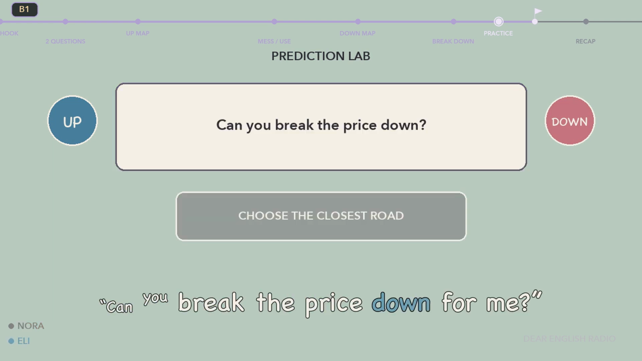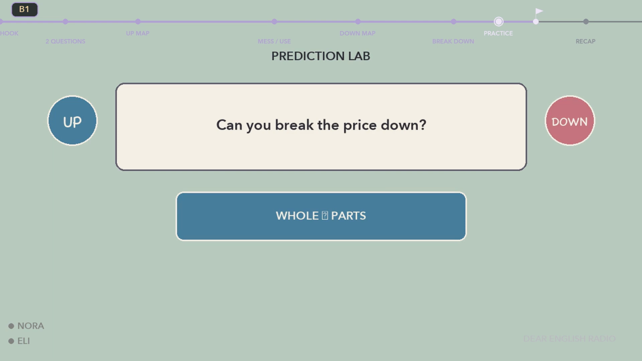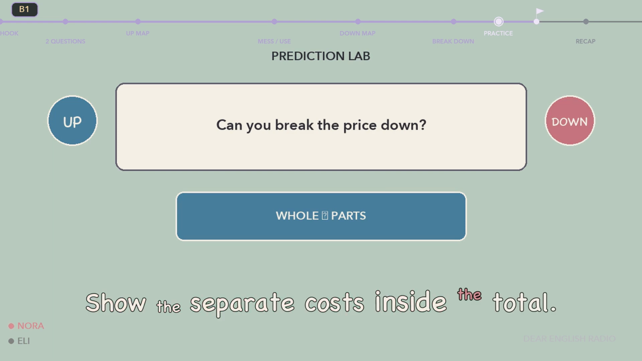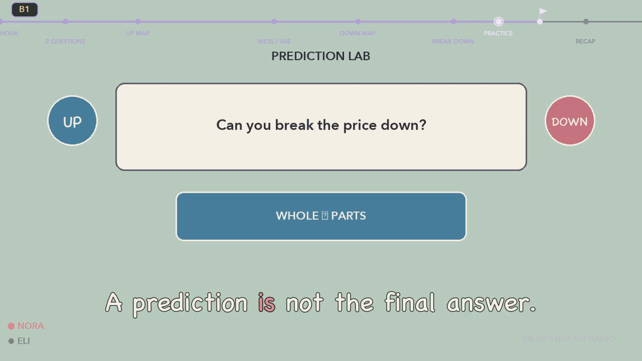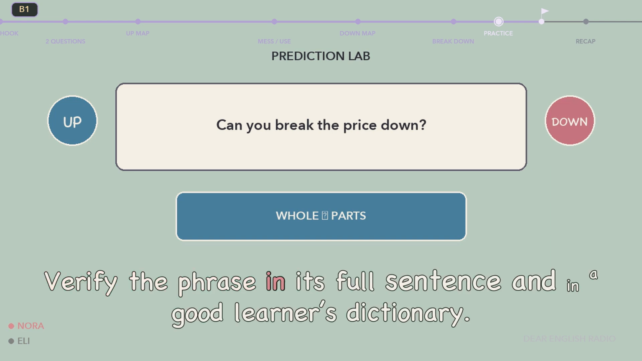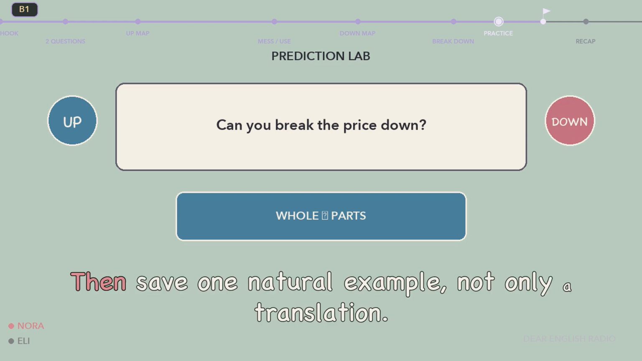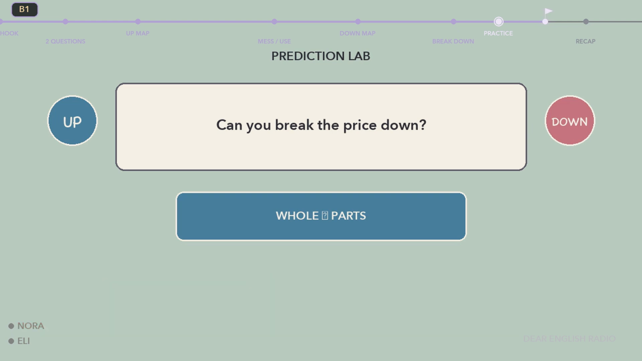Last one. Can you break the price down for me? Whole to parts. Show the separate costs inside the total. If you predicted even half of those, you made several useful, testable guesses. A prediction is not the final answer. Verify the phrase in its full sentence and in a good learner's dictionary. Then, save one natural example, not only a translation.